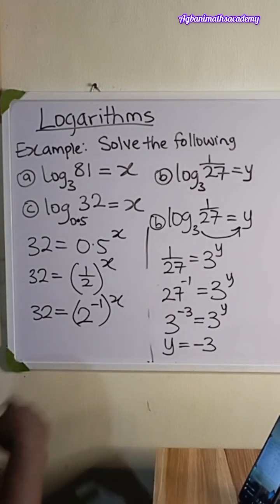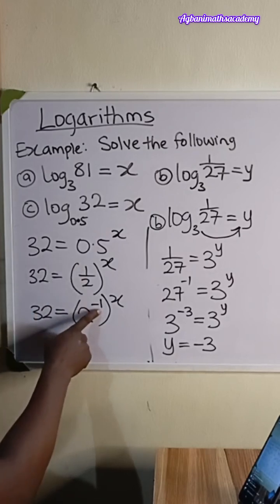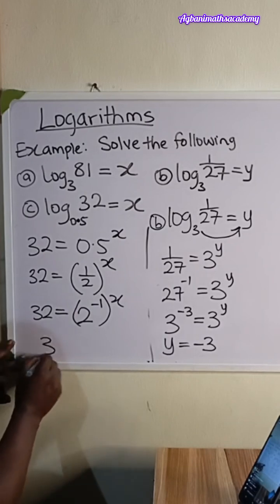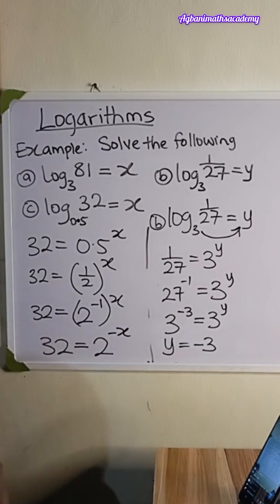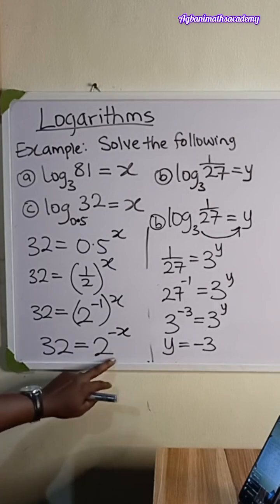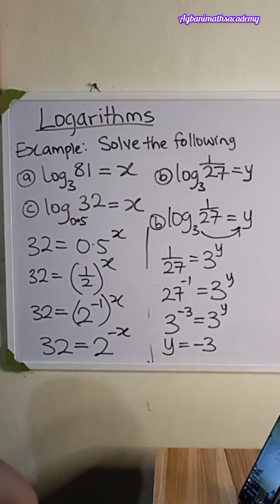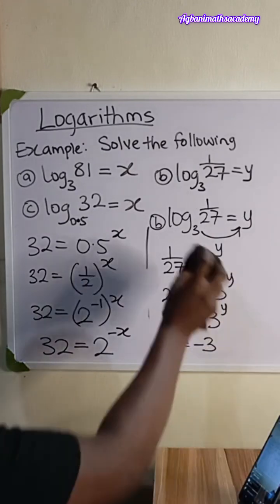So now we have 2 to the power of minus 1. So instead of 1 over 2, we now have 2 to the power of minus 1. Minus 1 times x is going to give you minus x. So 32 is equal to 2 to the power of minus x. So the next thing we can look at now, since we have a base of 2 here, can we convert 32 to become a base of 2? How many times will 2 multiply itself to give you 32?